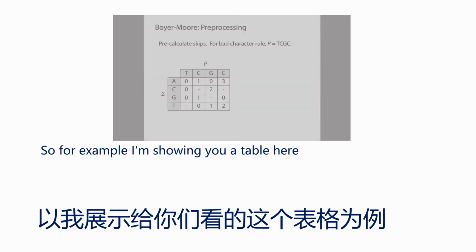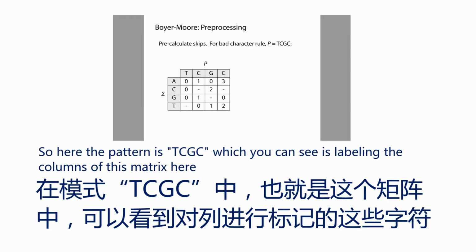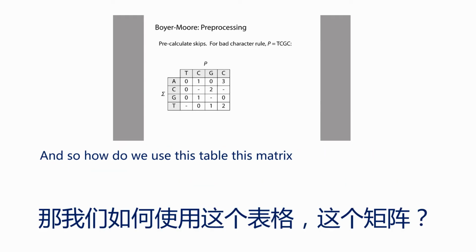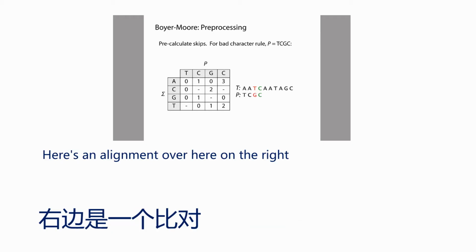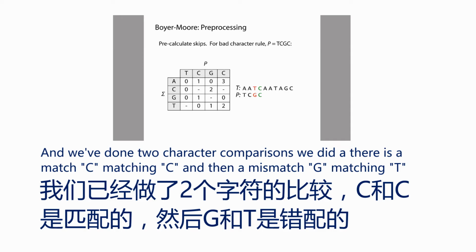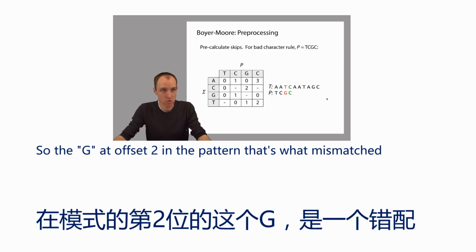So for example, I'm showing you a table here. This table will help us apply the bad character rule for a particular pattern P. Here the pattern is TCGC, which you can see is labeling the columns of this matrix here. How do we use this table, this matrix? Well, let's look at an example. Here's an alignment over here on the right, and we've done 2 character comparisons. There was a match, C matching C, and then a mismatch, G mismatching T. So the G at offset 2 in the pattern, that's what mismatched.